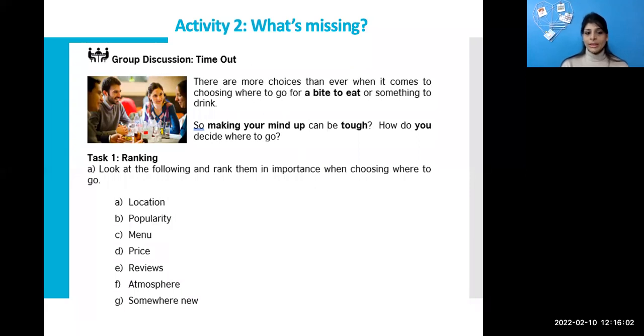So as we can see here, learners are required to rank these 7 things in order of their importance when choosing where to go out to eat. So here there is an outcome for sure, and it's more realistic and more lifelike as compared to the previous one, but it's still not very personalized. That element of personalization is a bit missing here.